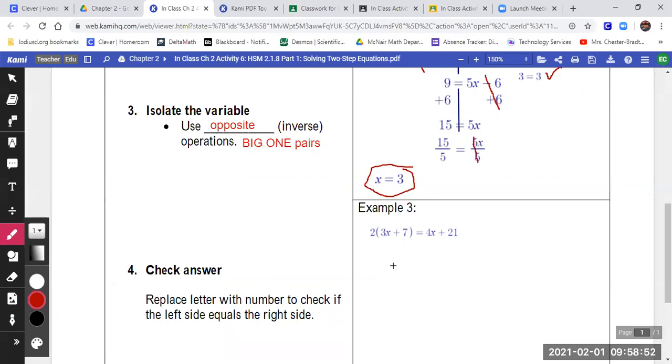I don't think so. It's telling us multiply. That's right. Because remember, we talked about that the parentheses means multiply. What it's saying is multiply this 2 times the 3x and the 2 times the 7. Okay, 2 times the 3x and 2 times the 7. That's what we're going to be doing. We're not messing with the 4x side, we're not doing any of that.